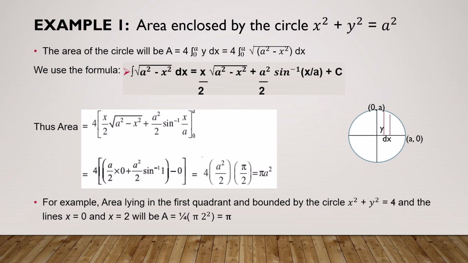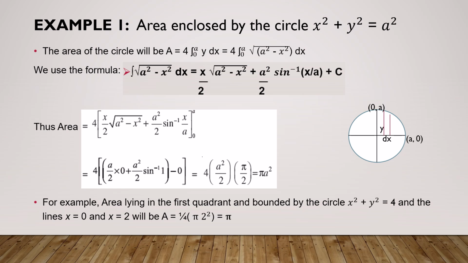So consider the first example. Let us find the area enclosed by the circle x square plus y square is equal to a square, means the radius of the circle is a. Now you know that if we find the area of one of the quadrants and multiply by 4, you get the total area of the circle. So the area of the circle A will be equal to 4 into integral of, now the area is bounded by x equal to 0, x equal to a and the curve, correct? So it will be 4 into integral of 0 to a y dx.